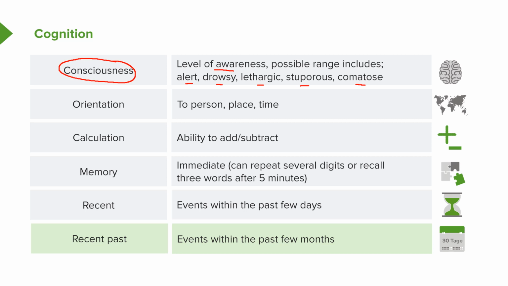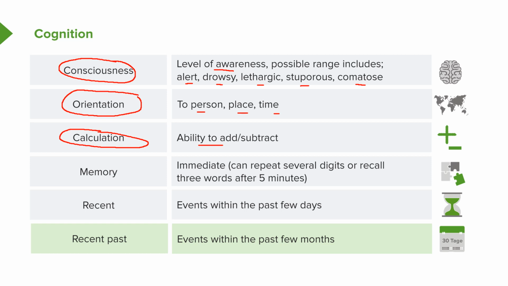You could ask them the orientation with regards to person, place, or time. Do they understand the situation they are in? You can ask them for calculation. So this is a very good test, no? Addition and subtraction is a very good test for what is called your executive functioning.